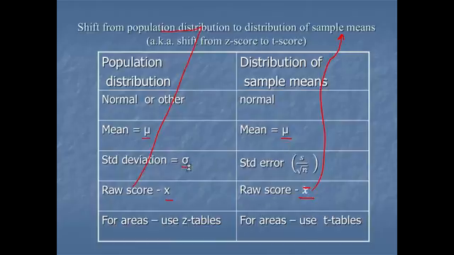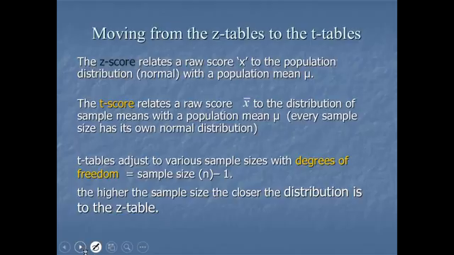Shift from population distribution, right? So population distribution is raw scores, where we have x, and we move to a raw score of x bar. There should be a bar there above the x. And so this is what actually happens. We have the mean mu here. The mean of the distribution of sample means is also mu. Standard deviation is sigma. Instead of standard deviation here, we have standard error, which is estimated by s over root n. There's a lot of mathematics under the hood here that you don't have to worry about.